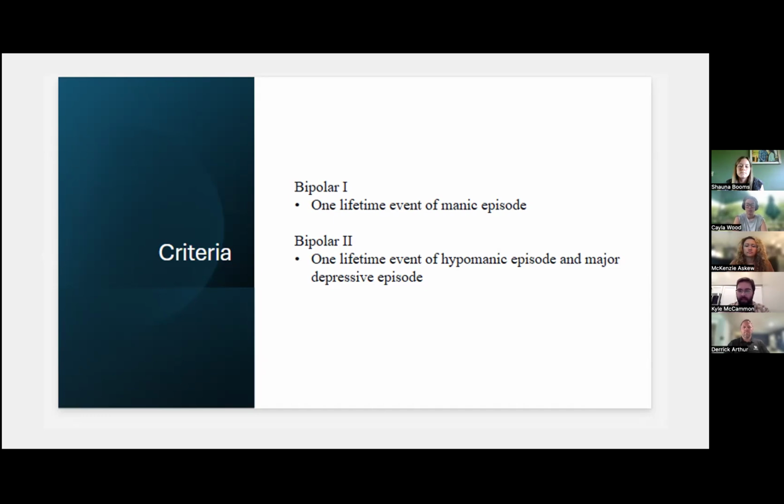As I said, the hypomania is similar to mania, except that it's shorter in duration, only needing to be 4 days, and also that it doesn't cause some sort of impairment socially or vocationally or require hospitalization. If either of those things happen, then it becomes mania and puts it over into bipolar 1 instead.